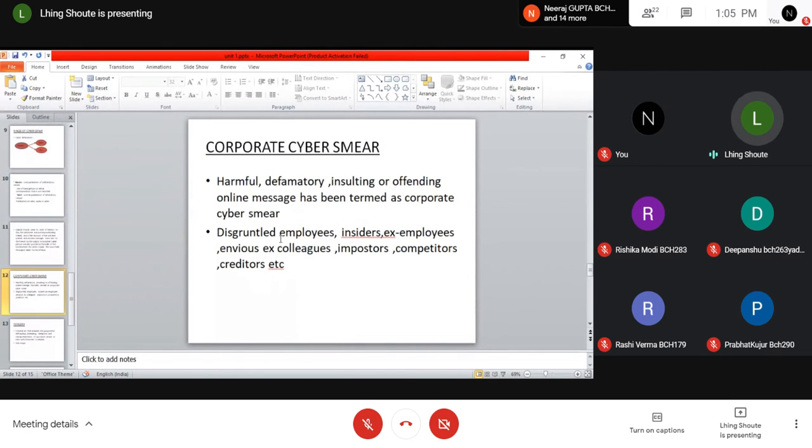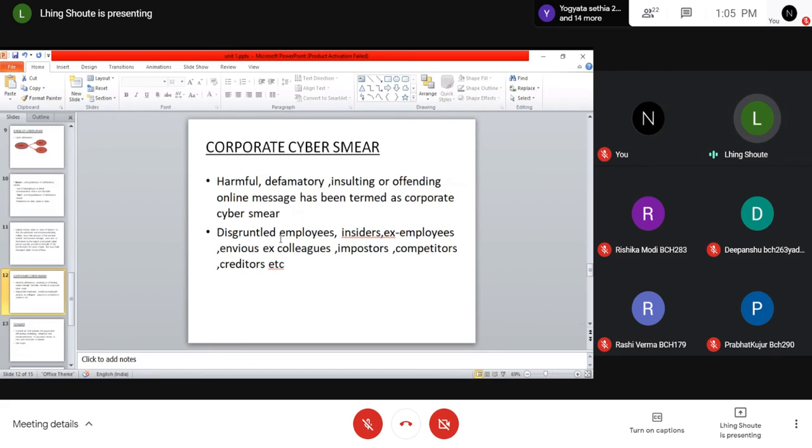Next is corporate cyber smear, which is also a different type of cyber crime. So what is corporate cyber smear? Here, the definition given is harmful, defamatory, insulting, or offending online messages. It has been termed corporate smear. So it is also a false rumor about the company, or a false rumor about the management or the stock.